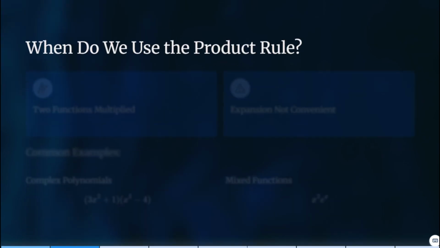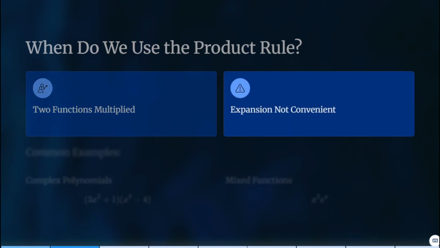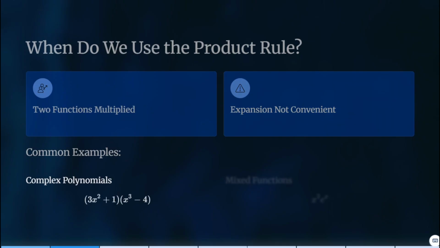When do we use the product rule? When you have two separate functions being multiplied together, or when expanding first is difficult, impossible, or would create unnecessary complexity. For example, if you have a complex polynomial like 3x squared plus 1 times x cubed minus 4, or a mixed function like x squared times e to the power x, you would use the product rule.